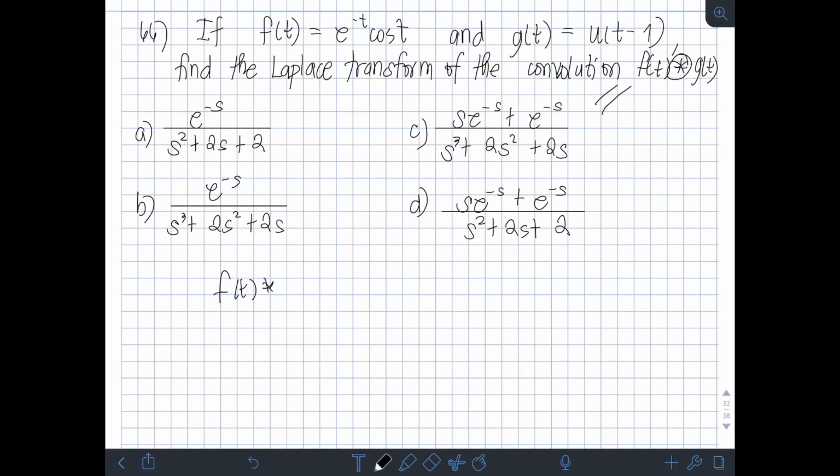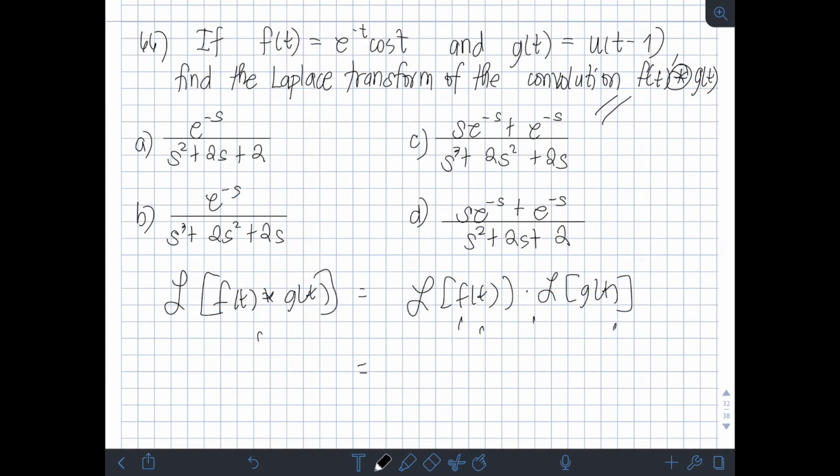Kasi meron tayong formula na kapag hinanap mo yung Laplace transform nitong convolution ng dalawang function, equal lang siya sa product ng individual Laplace transform ng dalawang function, which is yung f of t tsaka g of t. So, di ba, madali lang. So, meron tayong f of t na e raised to negative t cosine t.